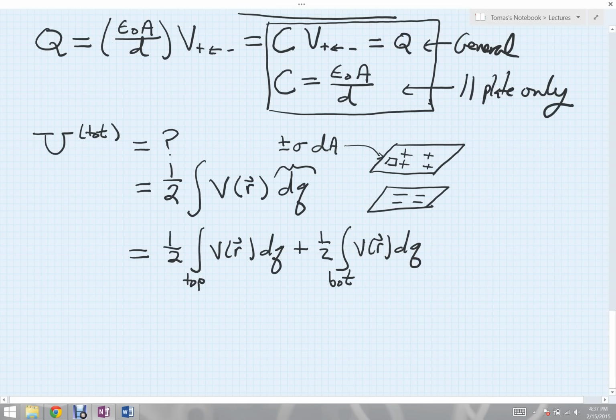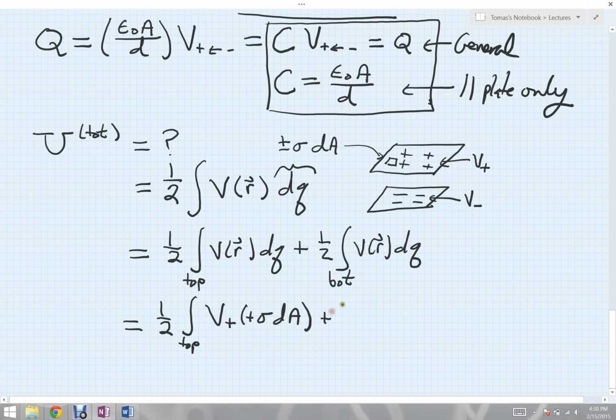And now we can substitute in for these various terms. For the top plate, the potential on the top plate is V plus, is what we would call it. That's the potential of the top plate. That multiplies a positive sigma dA. So I'm saying here that the potential up here is V sub plus, and the potential at this sheet here is V sub minus. So for the top plate, the potential is V plus, and dq is sigma times dA, the plus version of sigma.